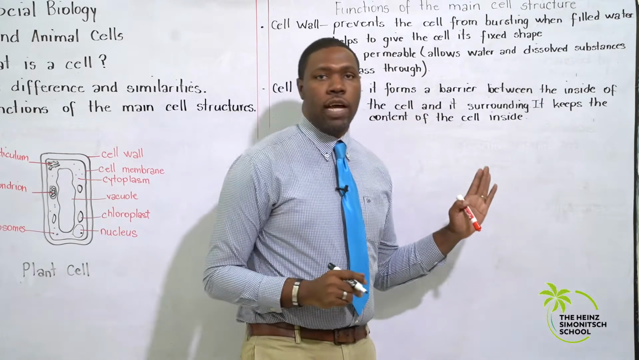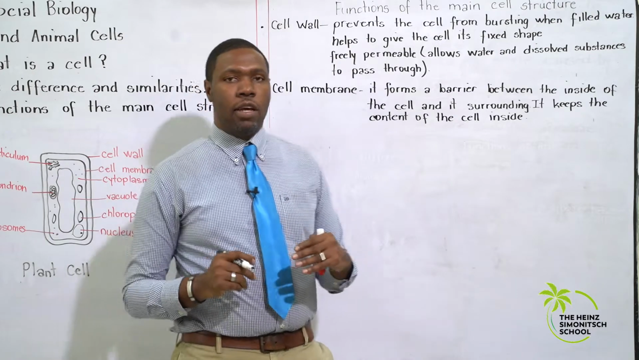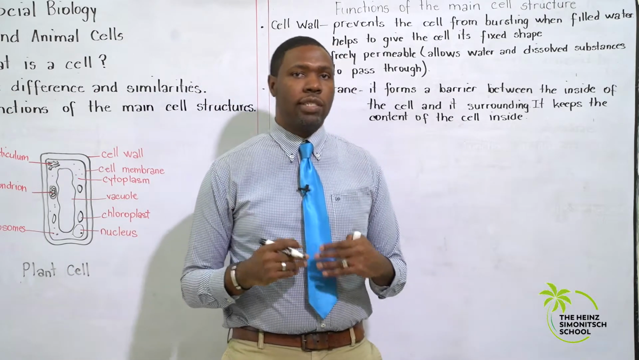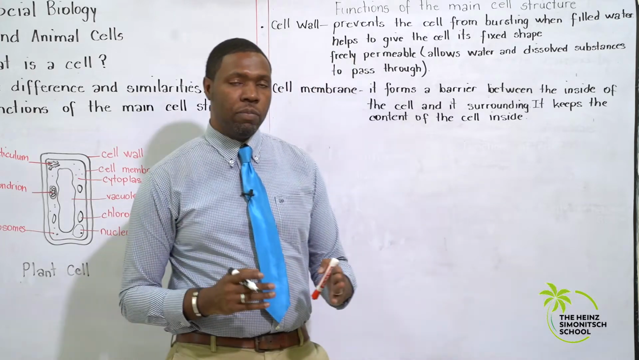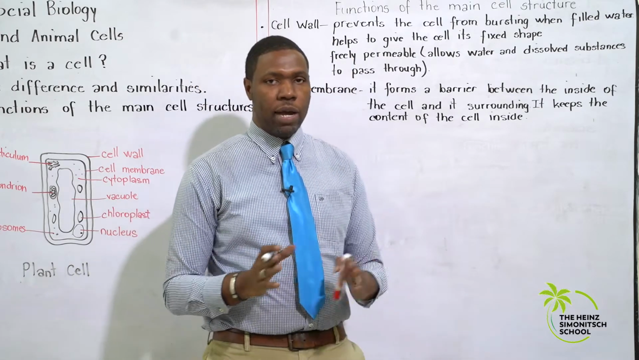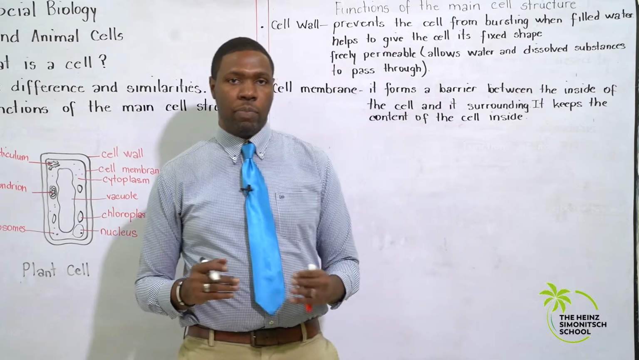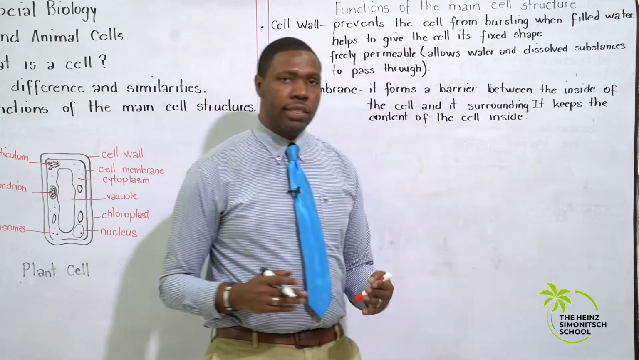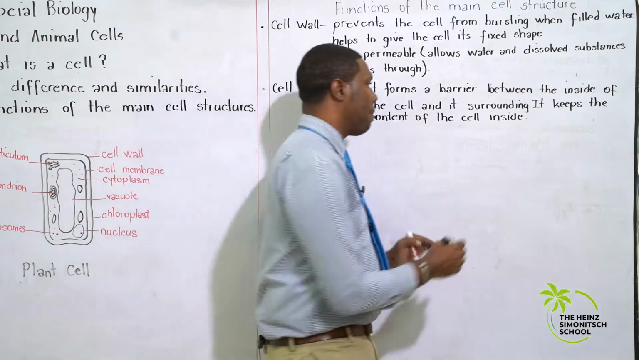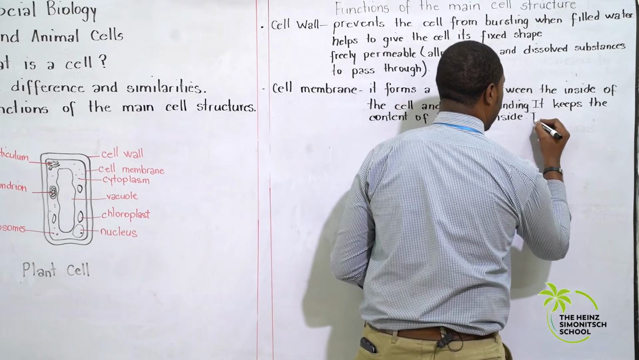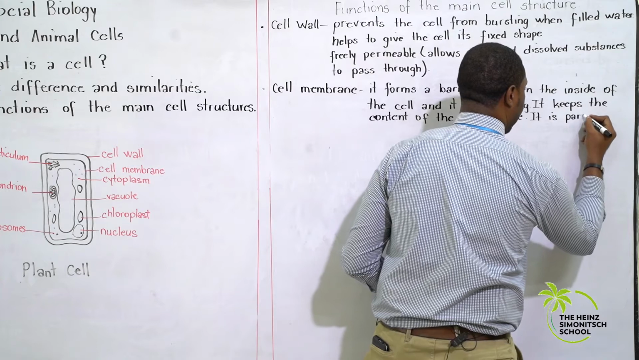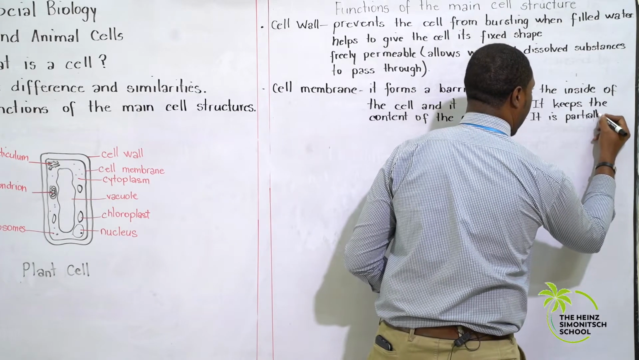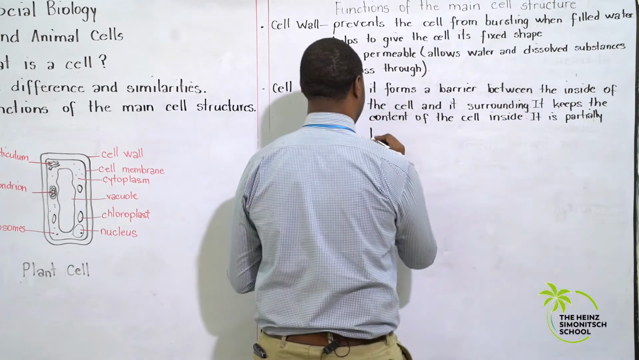And it's worthy to note that the cell membrane is partially or semi-permeable, which means that it will allow water and some dissolved substances to pass through, but it won't allow everything to pass through. All right? So it is semi or partially permeable.